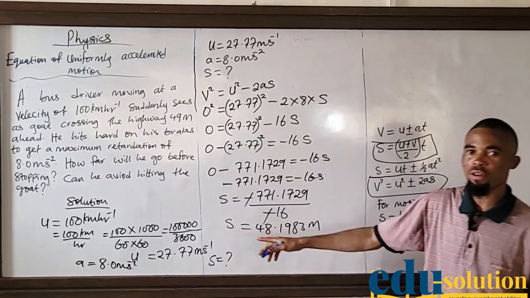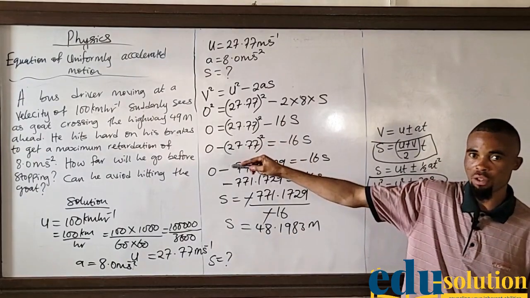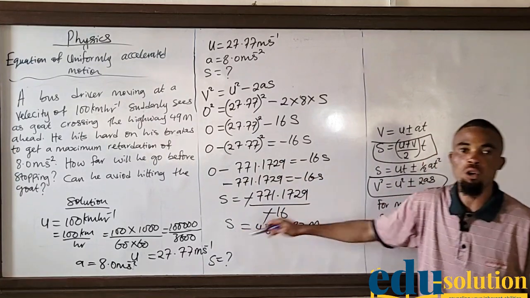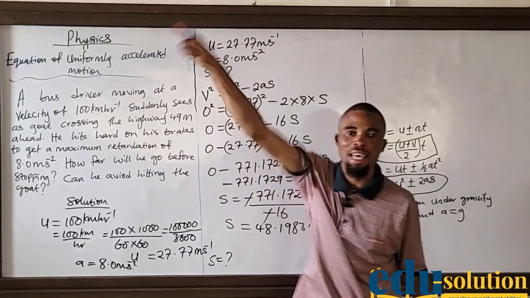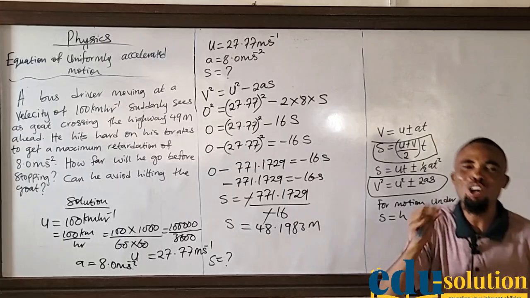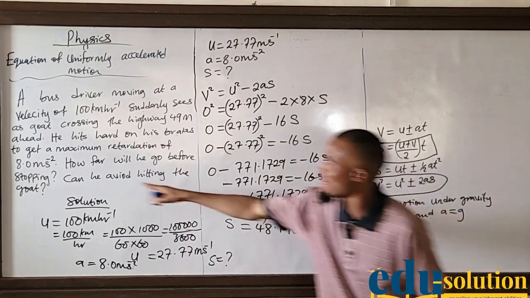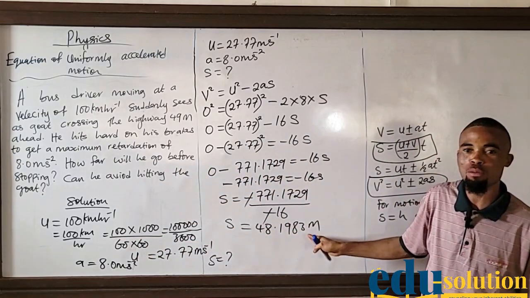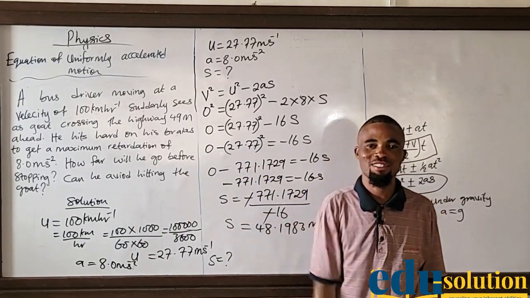So that means the driver, don't forget, had to hit hard on his brake to get the retardation we are having. So now finally we have gotten our answer. This is the distance the driver covered before the car finally stopped. And don't forget, the goat was 49 meters ahead, and our answer is 48 point something. So that means it was very close to the goat. He almost killed the goat, but he didn't kill the goat. Remember what we have here? He said, can he avoid hitting the goat? From our calculation, since the driver was able to stop at this distance, he didn't get to 49, that means the goat was spared. So he didn't kill the goat.